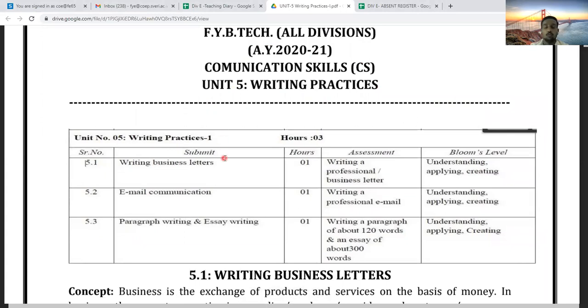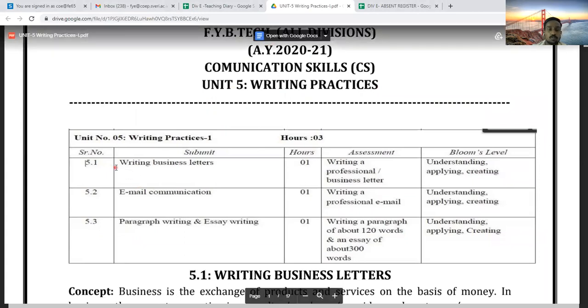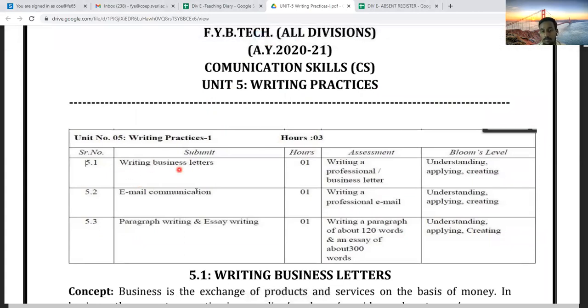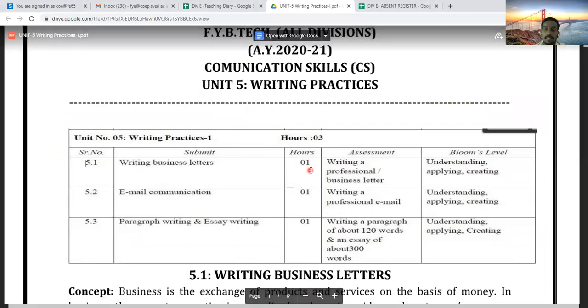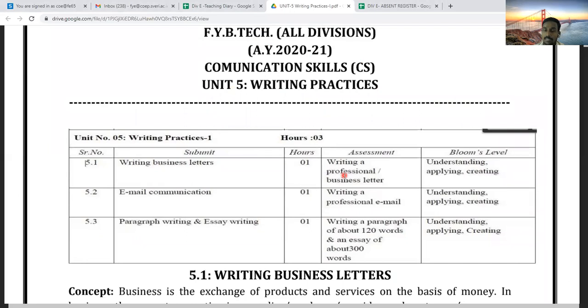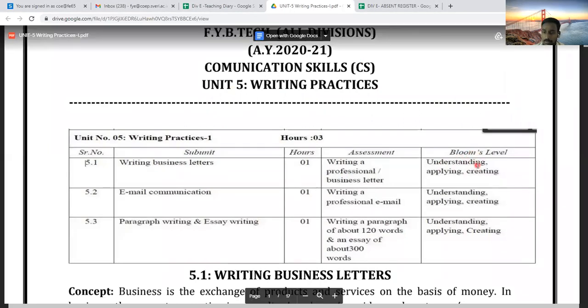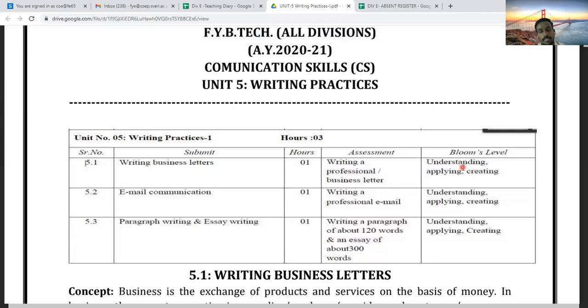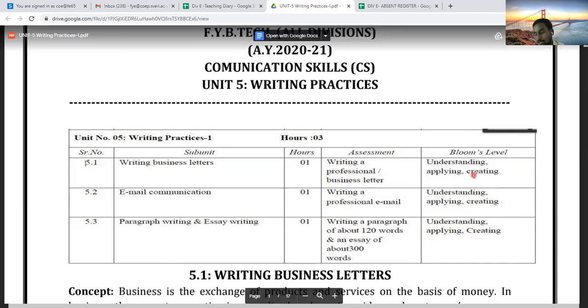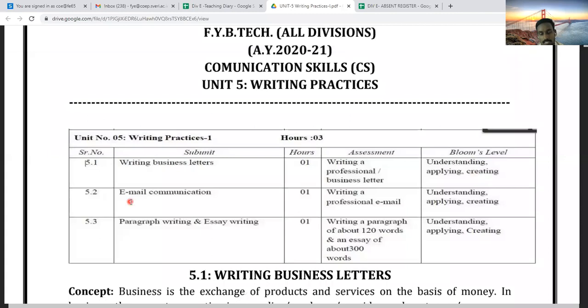So in unit number 5, first of all, we are going to talk about business letters. What business letters are, and then how people can write such business letters. And here, for Bloom's taxonomy, pay attention: you are expected to understand, apply whatever you understood, and create. It means that first you understand what business letters are, then you try to write business letters, and then you create some situations and use such business letters in your professional life. Then next, 5.2, is email communication.